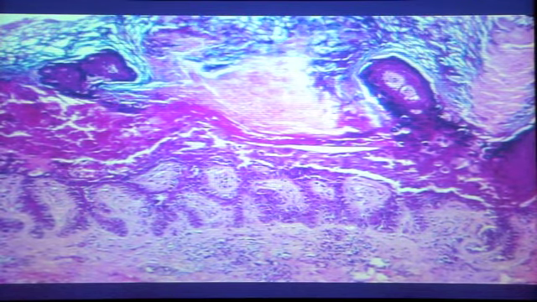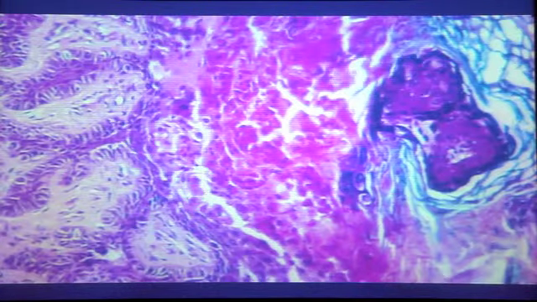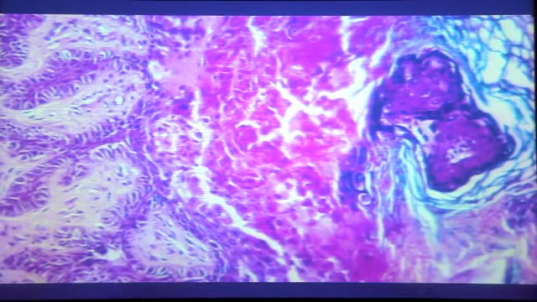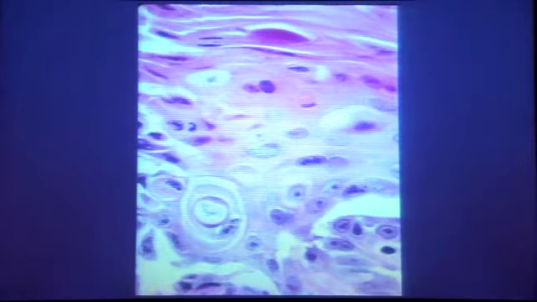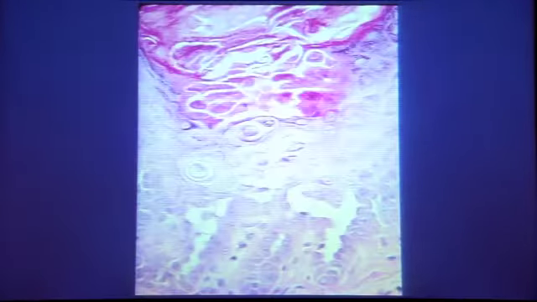So it doesn't mean Darier. You can see it in Grover's, you can see it in warty dyskeratoma, you can see it in any of these diseases. So you must have clinical correlation to make the diagnosis. Here you see a high magnification of these little grains and these corps ronds.